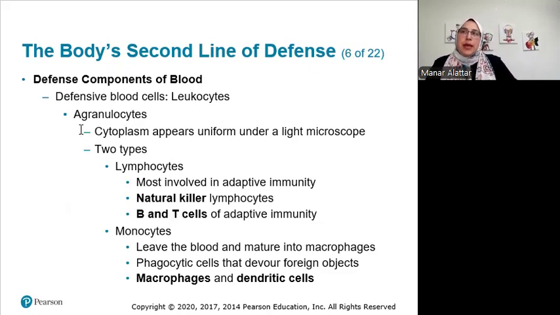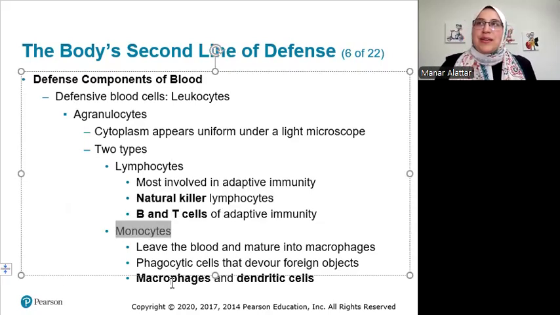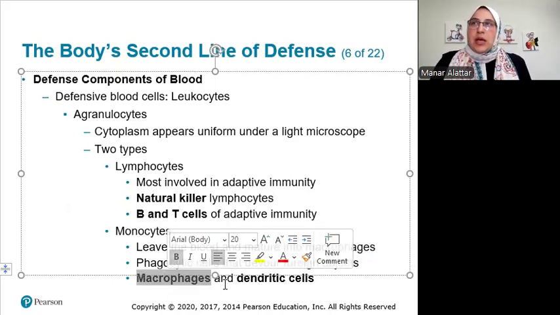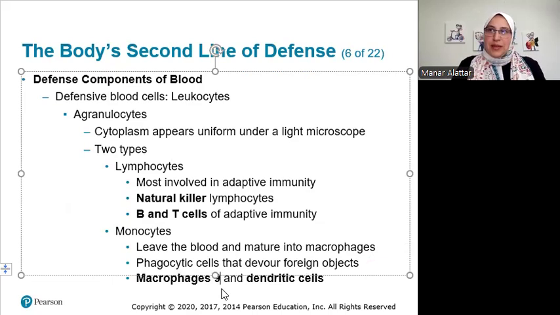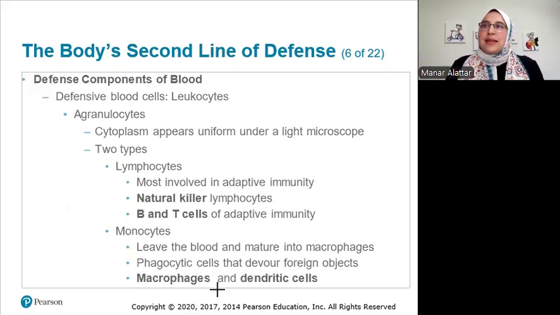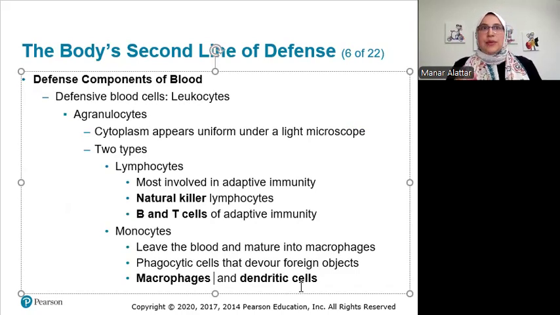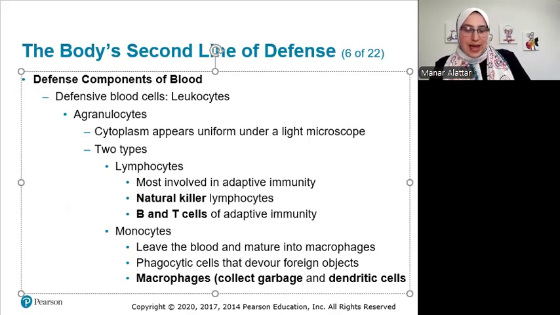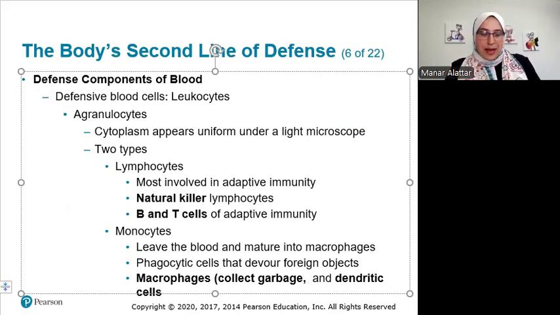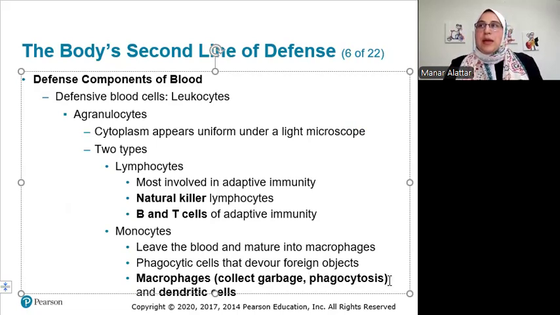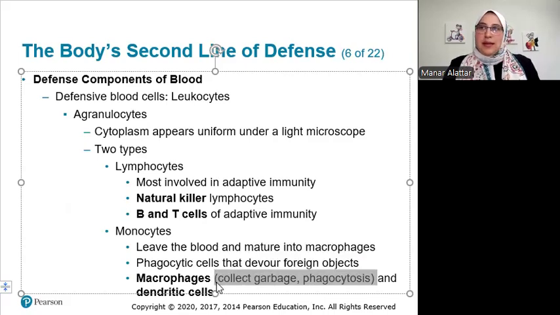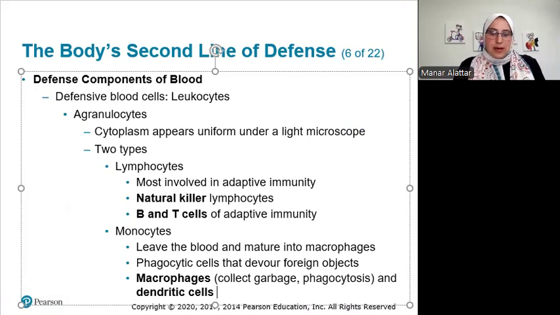Okay, so in terms of agranulocytes, we said we have our monocytes. Our monocytes are our dendritic cells and our macrophages. So our macrophages, we said they are just resting, perusing, looking through the tissue, and they collect garbage. So dead skin cells and things like that. And then also when they encounter a pathogen, then they can also do phagocytosis. Okay. And then dendritic cells, they also can do phagocytosis.